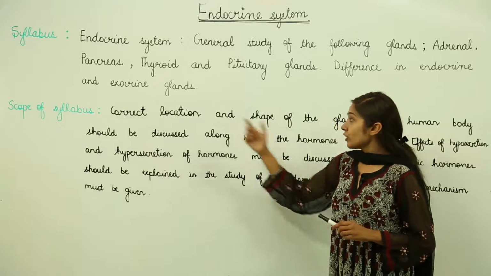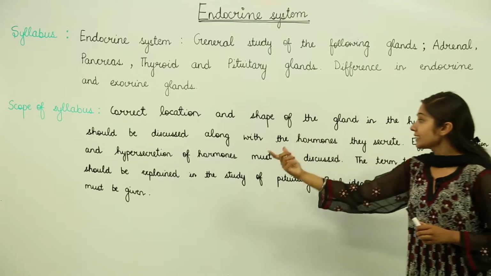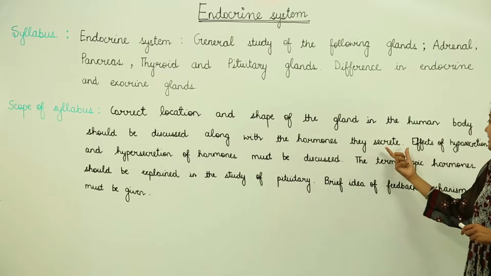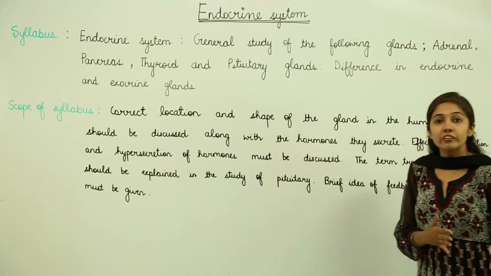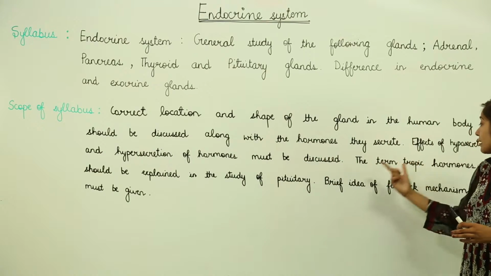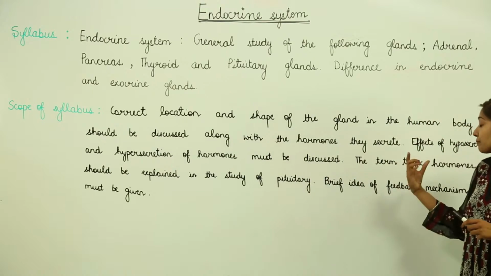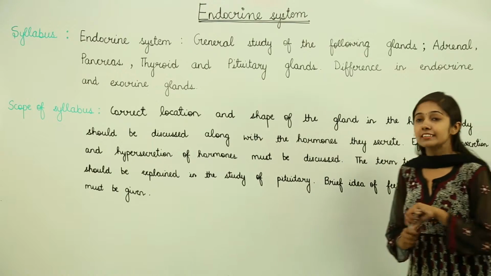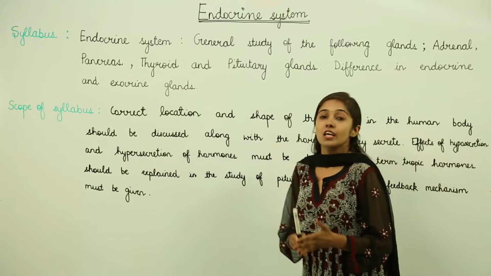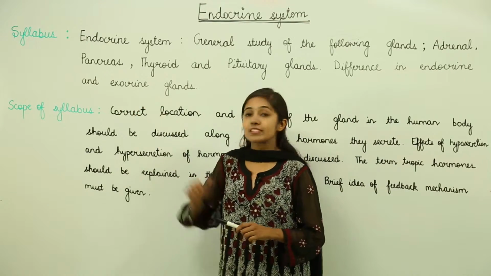We will see the correct location and shape of the gland in the human body. It should be discussed along with the hormones they secrete, and the effects of hyposecretion and hypersecretion of hormones must be discussed. The term tropic hormones should be explained in the study of the pituitary gland, and a brief idea of the feedback mechanism must be given. So this is what we will be discussing in this chapter, which is under the scope of the syllabus.